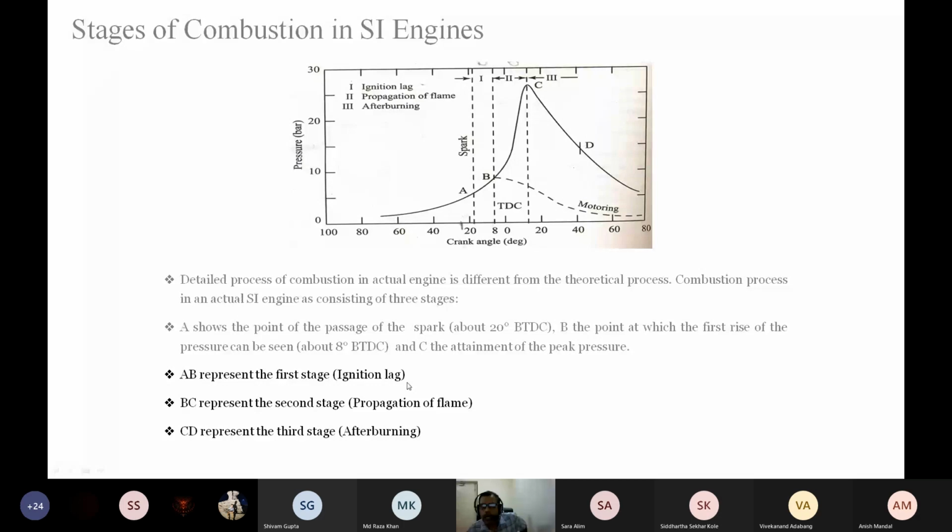So it means the start of the combustion and the spark timing are not the same point. There is a finite time between the spark timing and the start of the combustion. That duration, in terms of time in milliseconds or in terms of crank angle, is called ignition lag. So what is ignition lag? You can say ignition lag is nothing but the time interval between the spark timing and the start of the combustion. When the piston reaches the point B, the combustion starts.